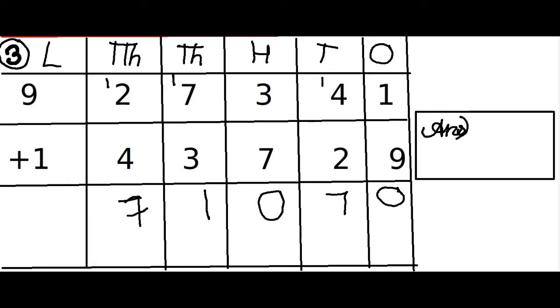Next we come to the lakhs column. 9 plus 1 equals 10. So here we have got a bigger number. We have got 10,71,070. So the answer over here will be 1071 and 070. So we are going to say that the answer for sum number 3 is 10,71,070. Let's move on to sum number 4.